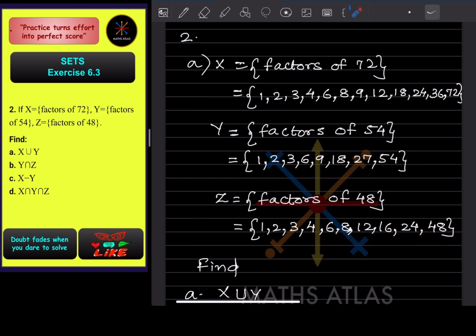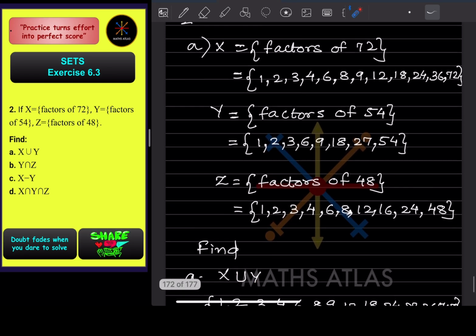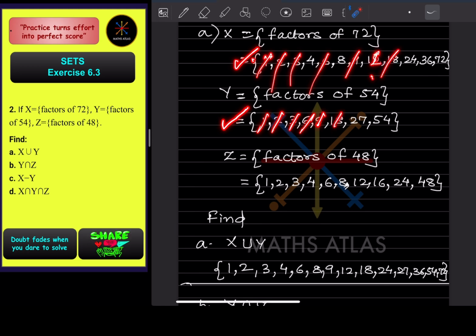So now once this is done, we have to find x union y. So now we will see x and y. These are the elements of x and these are for y. So what we can see here, this and this one, this and this 6, then 9, here, sorry, this will be 18.